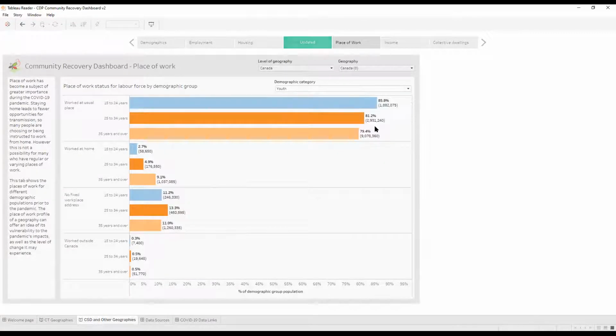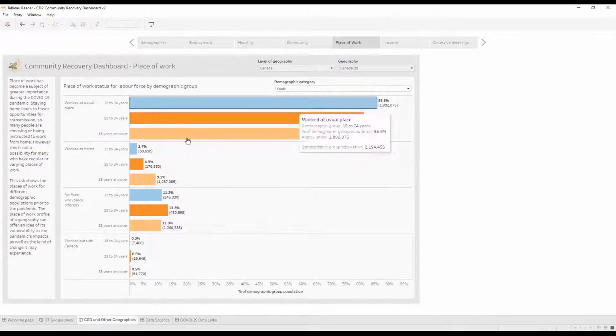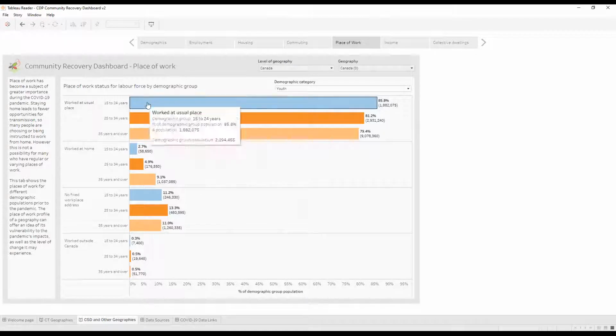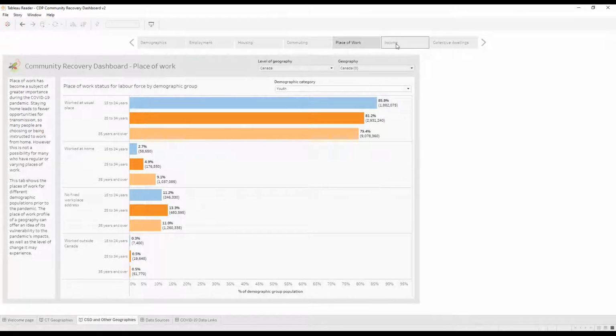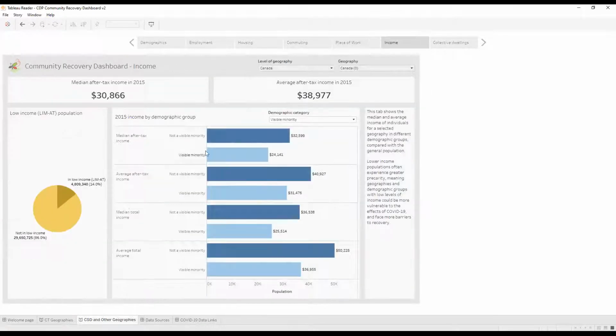Place of work functions exactly the same as the commuting tab, but instead shows places of work. So you can see, for example, the youth population that work from home or similar cross tabulations. And then income functions the same as the last two tabs, but it shows the different income stats, so median income, after-tax income, shown as medians and averages, and then low-income population as well.